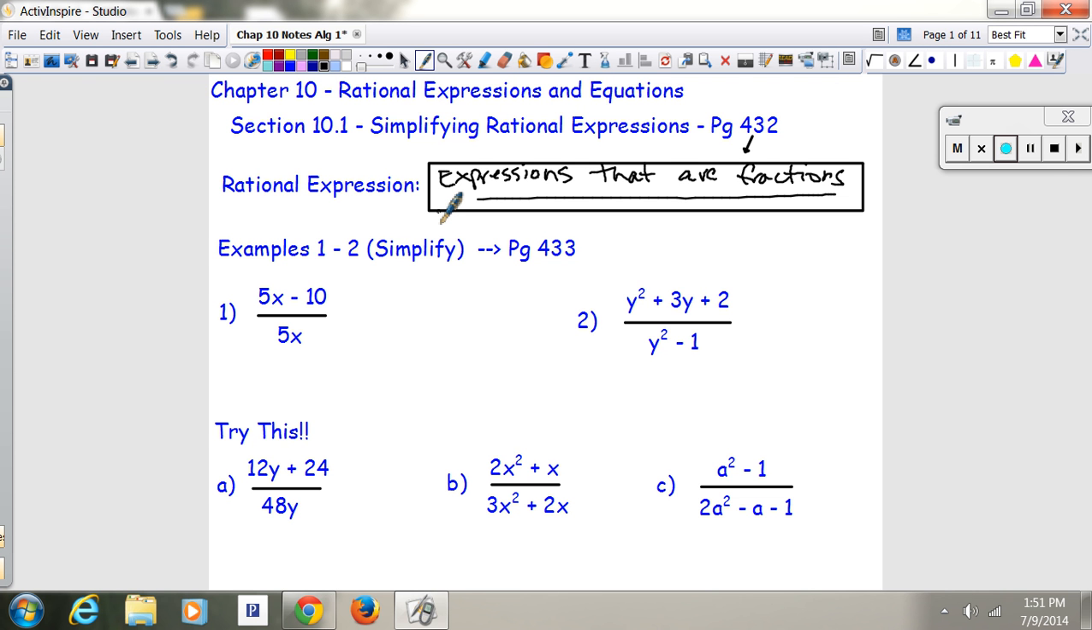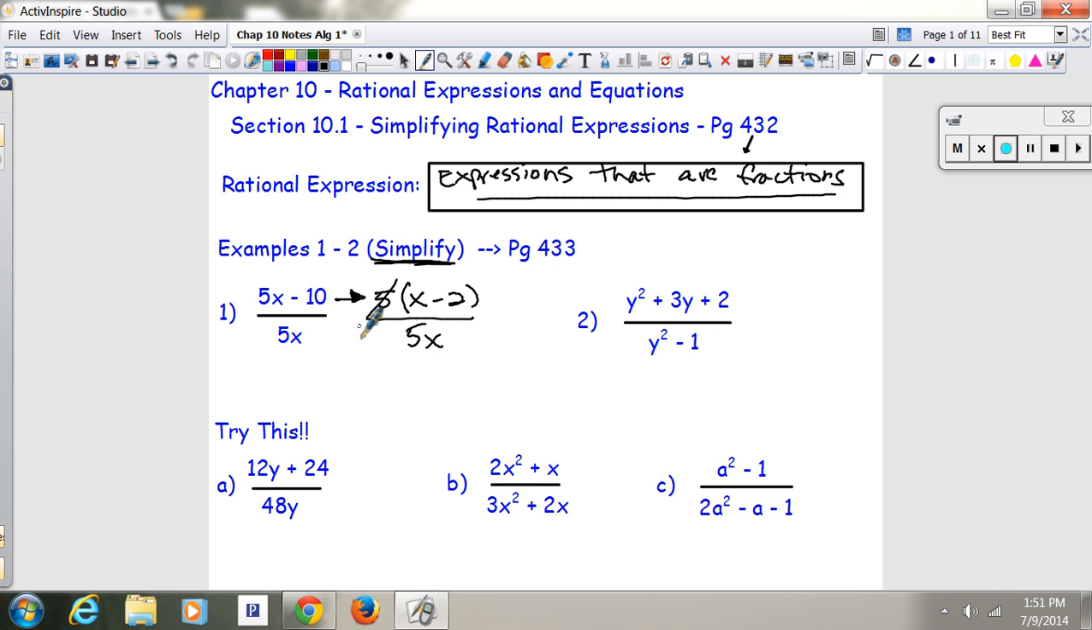And you'll see the examples on there mostly have a numerator and a denominator. And what we want to do is simplify them, just reduce them as far as we can. Use what we just learned in chapter 6 about factoring. Like here, you would see a common factor of 5. So you're going to divide them both by 5. You're going to be left with x minus 2. On the bottom, you can't factor 5x, so you just leave it as 5x.